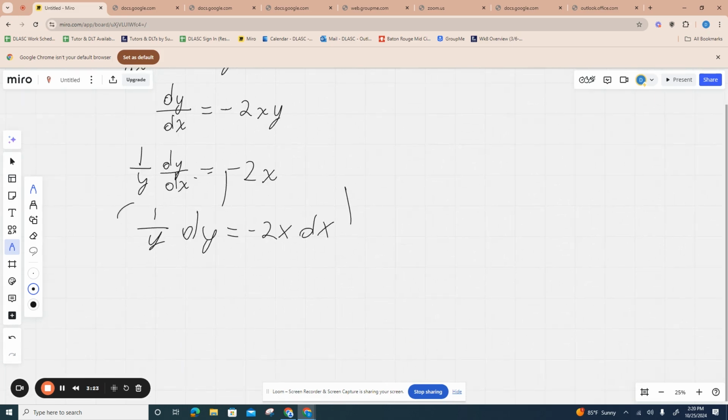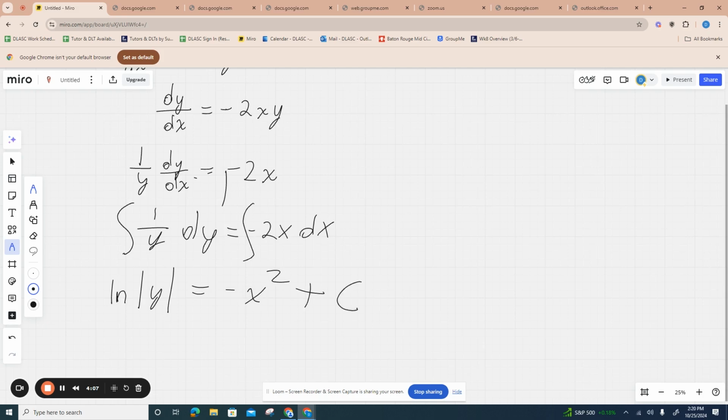We're going to integrate 1 over y dy with respect to y and negative 2x with respect to x. And that's the reason why separable differential equations work: when you isolate the dy and the dx, there are no other variables, so you can just integrate them freely and it's completely legal. So the integral of 1 over y is ln absolute value of y. And the integral of negative 2x is just negative x squared plus a C, obviously.